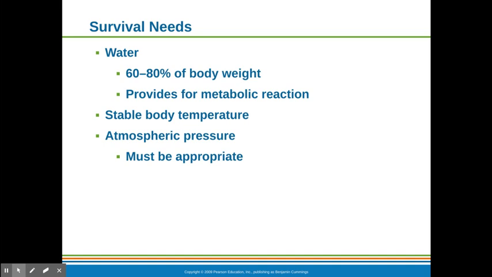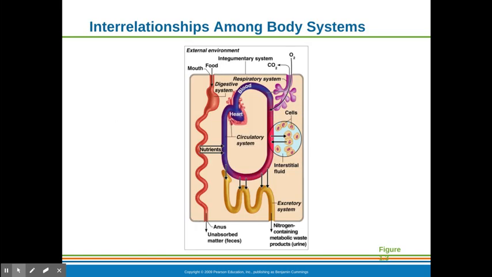Okay, so stable body temperature. I'm sure we've all become familiar right now with body temperature checks, but it needs to be 37 degrees Celsius. That is 98.6 degrees Fahrenheit. And then finally, atmospheric pressure. Our bodies are designed essentially to operate best at sea level, or one atmospheric unit. You may commonly see it referred to as an AMU. When we get too much pressure or too little pressure, it causes things to go wrong within our body.